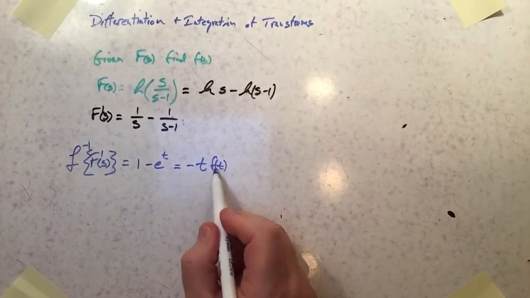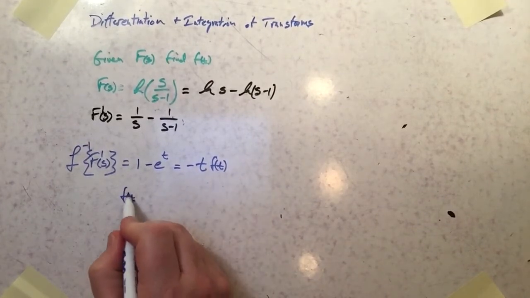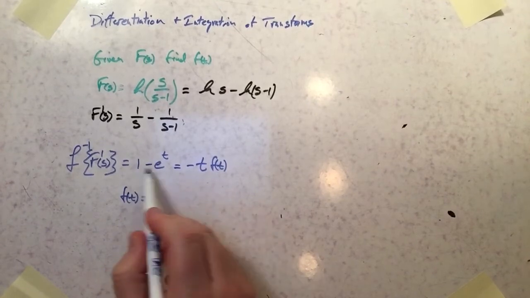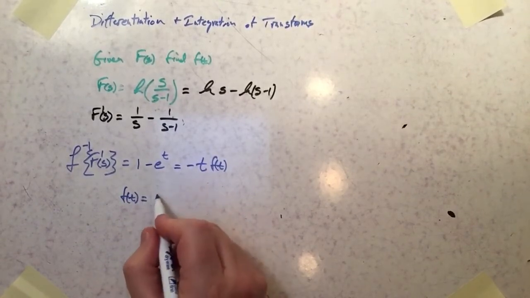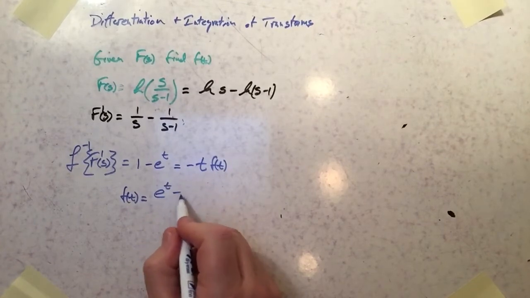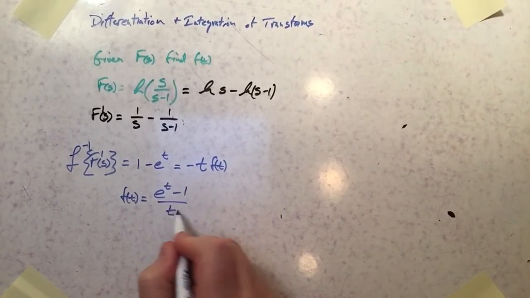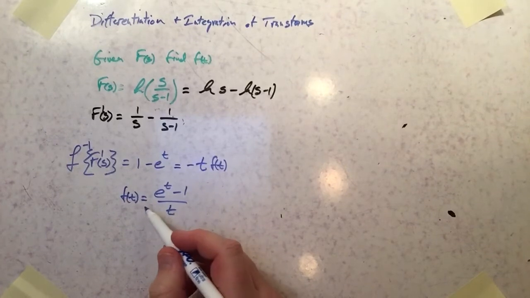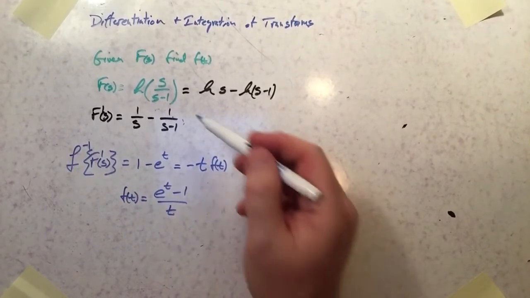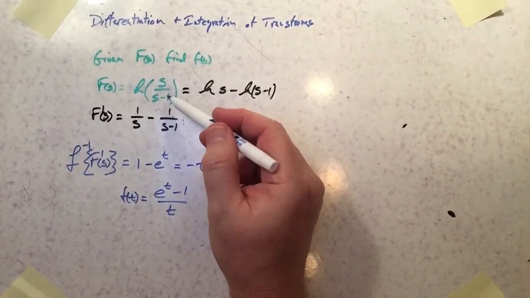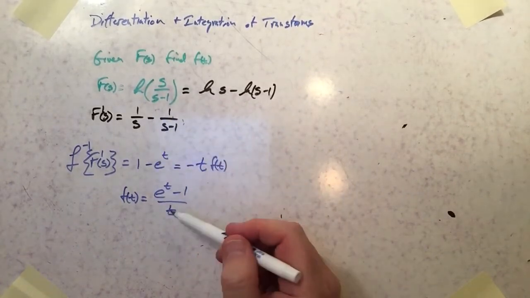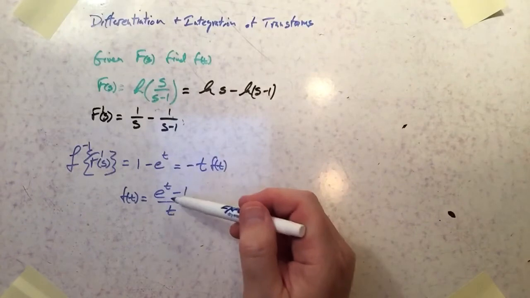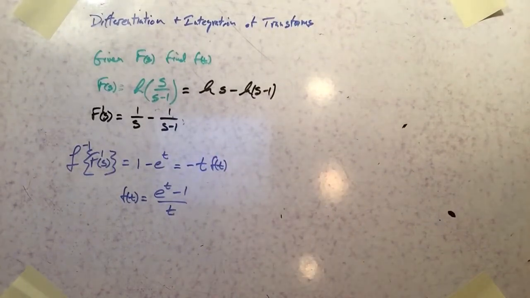And that means that f(t) is going to be this divided by negative t. So it'll flip the sign around. It'll be e to the t minus 1 divided by t. And this is the function that has this as its Laplace transform. So that's the way you can use differentiation of Laplace transforms to convert into and out of the transform form.